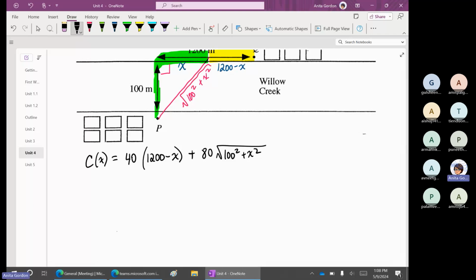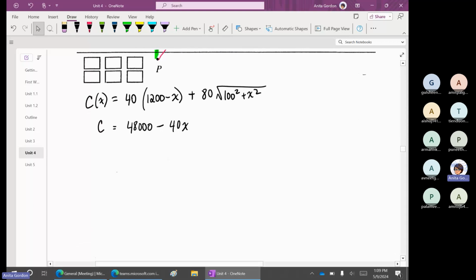We can slightly expand this. 4,800, 3 zeros, minus 40x. And I don't think I can do anything with the 80 stuff. I can put it in, I guess, but it doesn't matter. Okay, so this is C. I want to find the distance that will minimize my cost. So again, we're looking for a minimum, so that means I'm looking for C prime.